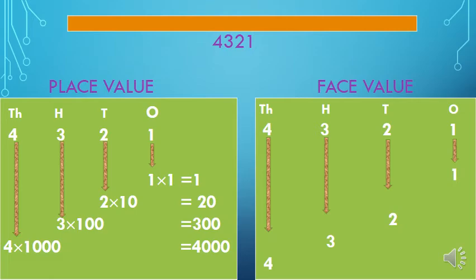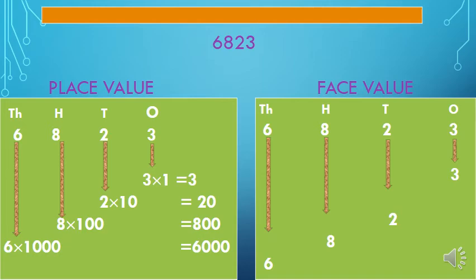When you see your face in the mirror, you see your face only, right? You don't see some hero's or heroine's face. You can see your own face only. So face value means whatever digit they ask, the same digit is the value. Okay.